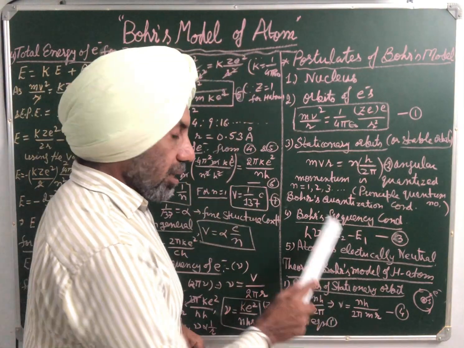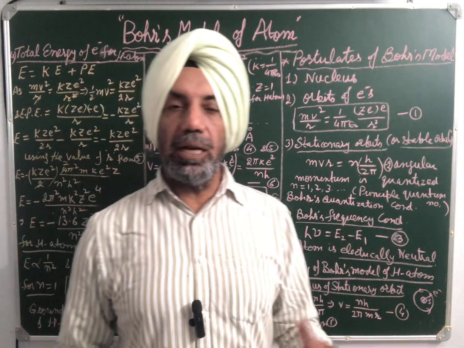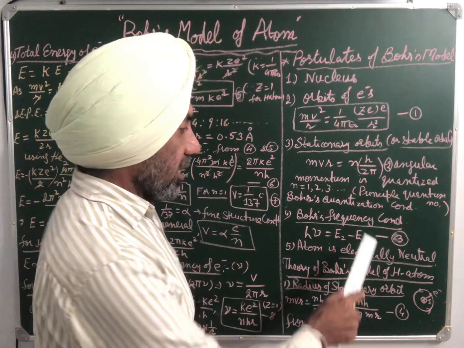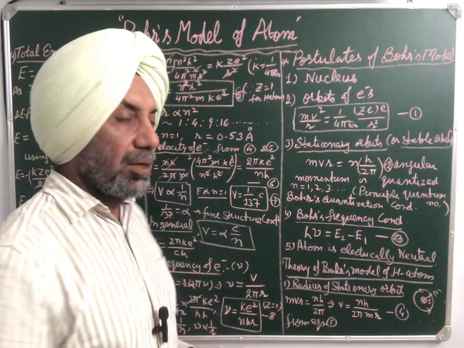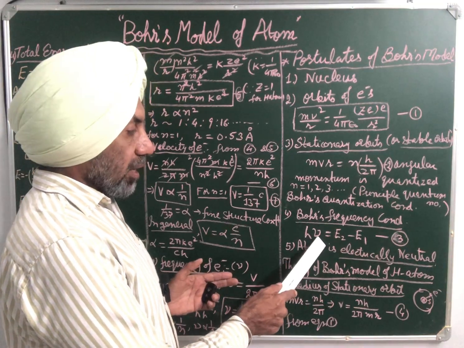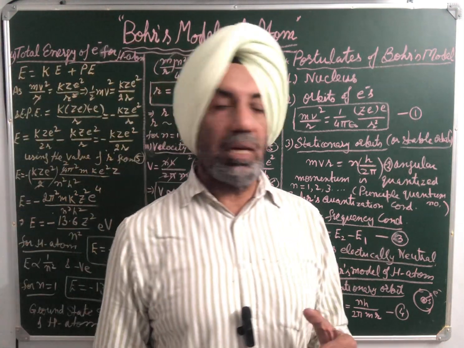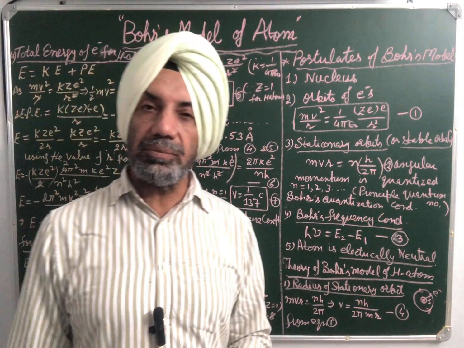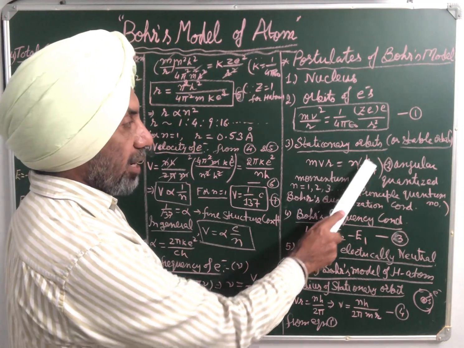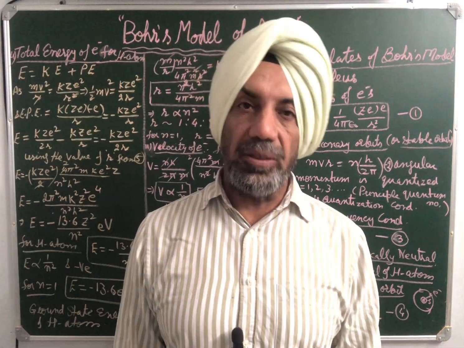E2 is the energy of the electron in the higher orbit, and E1 is the energy of the electron in the lower orbit. Or you can say E1 is the initial energy in the initial orbit, E2 is the final energy. So hν, the amount of energy or radiation emitted, is equal to E2 − E1. This is known as Bohr's frequency condition. So we said Bohr's quantization condition, mvr = nh/2π, and Bohr's frequency condition, hν = E2 − E1.